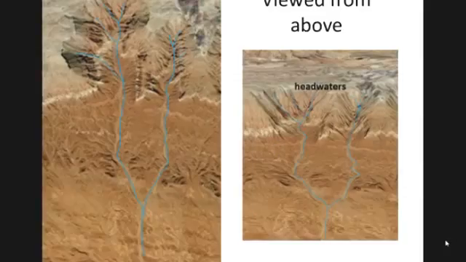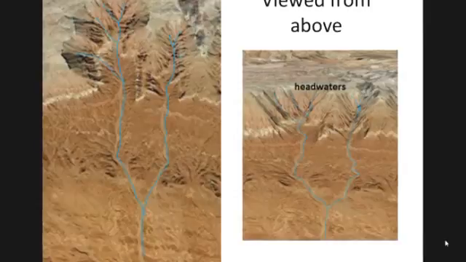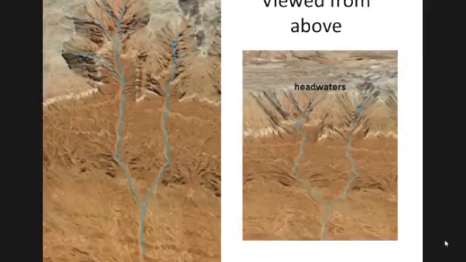Well, what will happen over time? More rainfall and more erosion. What gets eroded most? Well, the steep headwaters, of course. The steepness increases the velocity of the water, which gives it a greater ability to erode.